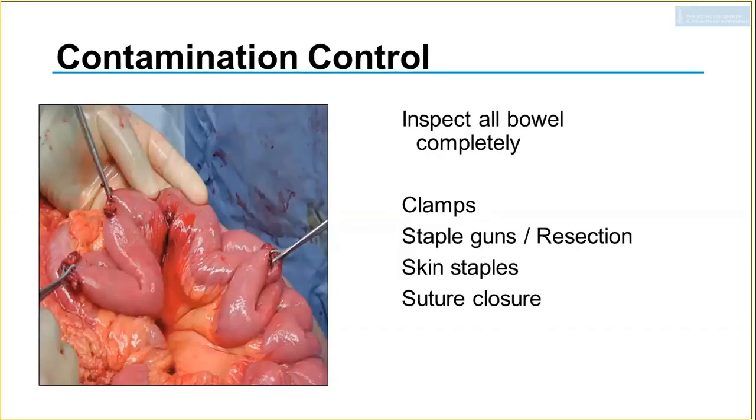Dealing with the bowel is relatively straightforward. If there are some small holes, you see here we've got three holes, we've got some Babcocks on there, just to control it while we're working. We can use linear staplers to resect segments of bowel. You can close small holes with skin staples, or you can stitch them. You've just got to close the hole in the bowel and stop any further contamination of the abdominal cavity. Again, very simple to do, very quick, very easy.